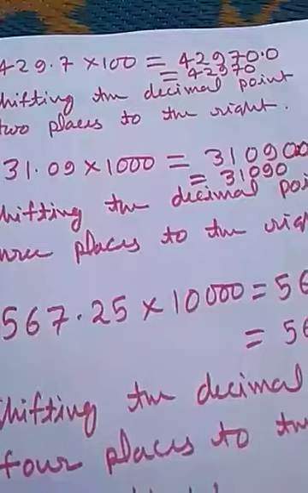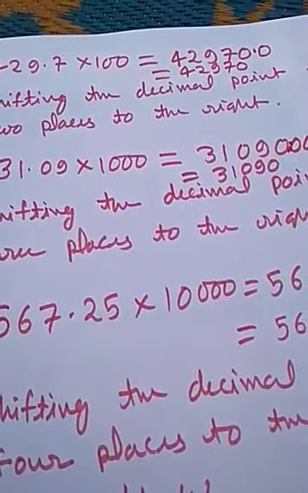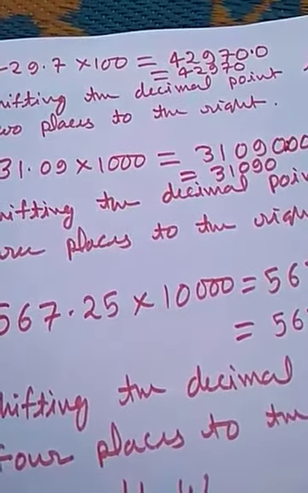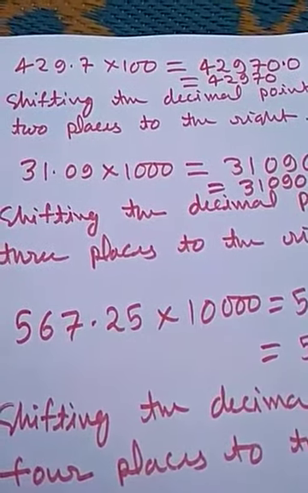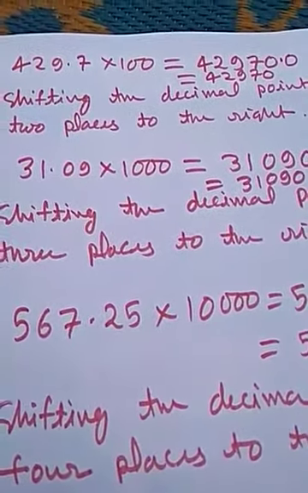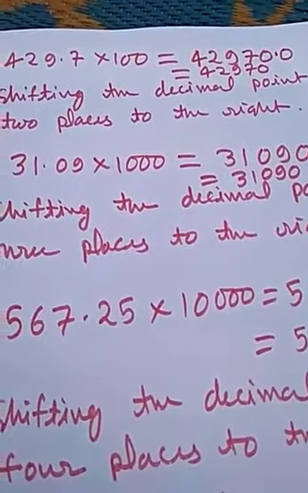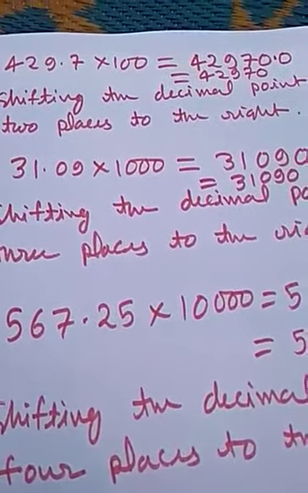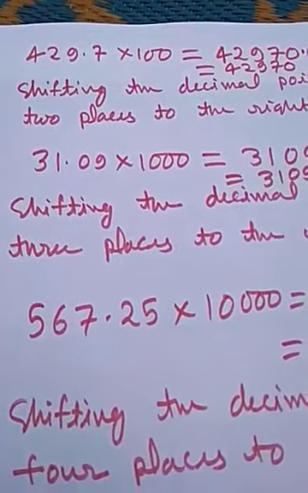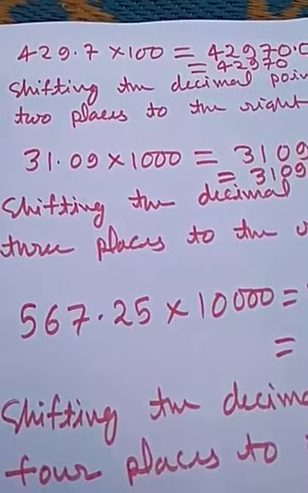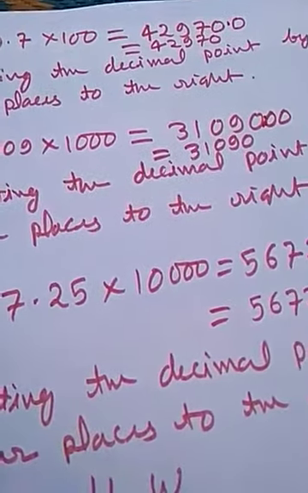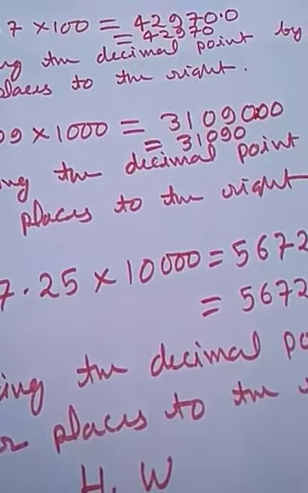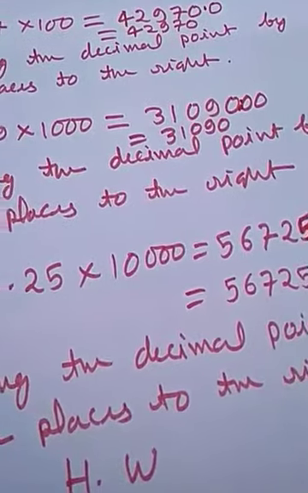Students, here we learned about the multiplication by multiples of 10, means any decimal number multiplied by 10, the decimal point will go 1 place to the right side. When we have to multiply by 100, then the decimal point will go 2 places to the right. When we multiply any decimal number by 1000, the decimal point will go 3 places to the right. When we multiply by 10,000, the decimal point will go 4 places to the right.